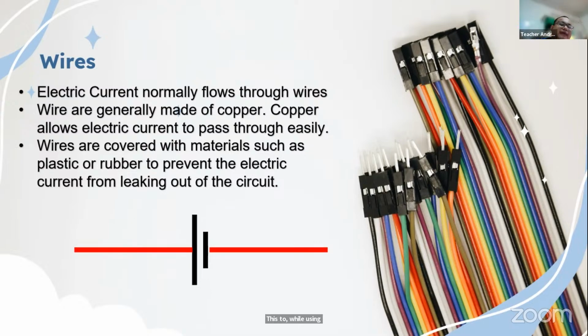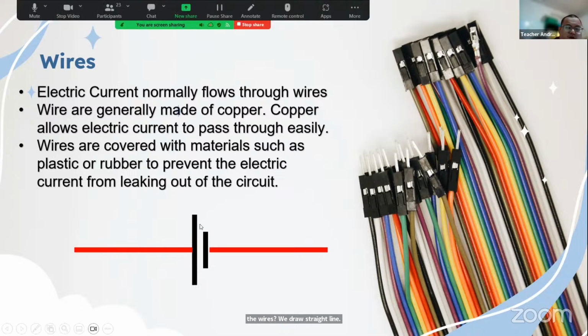So in a diagram, how do we draw the wires? We draw a straight line. So you can see here, this long and short line represent the batteries, the plus side and the minus side, the positive and negative side. And this red color straight line shows the electrical wires. All right.